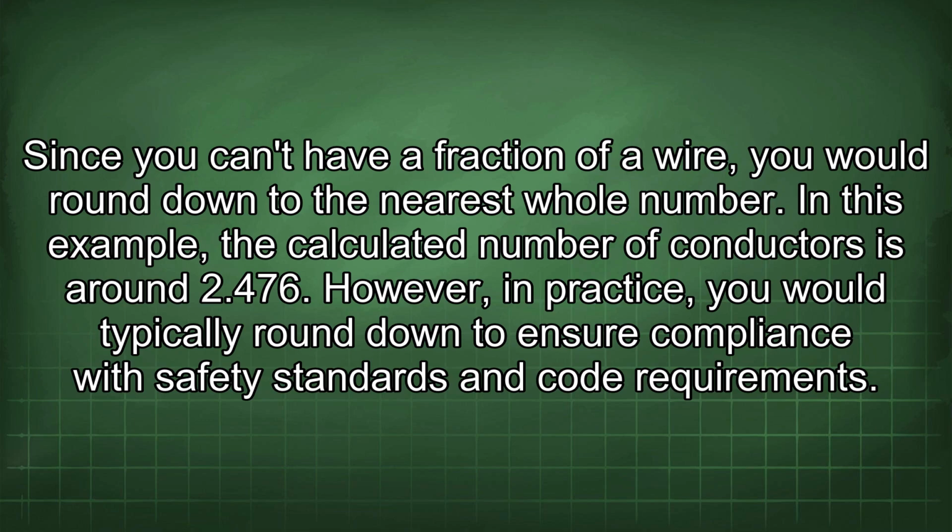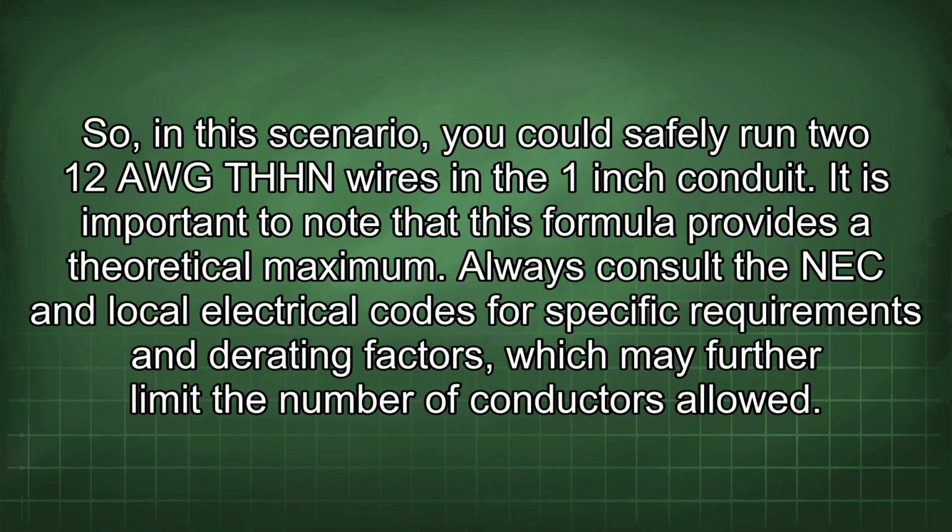In this example, the calculated number of conductors is around 2.476. However, in practice, you would typically round down to ensure compliance with safety standards and code requirements. So, in this scenario, you could safely run two 12 AWG THHN wires in the 1-inch conduit.